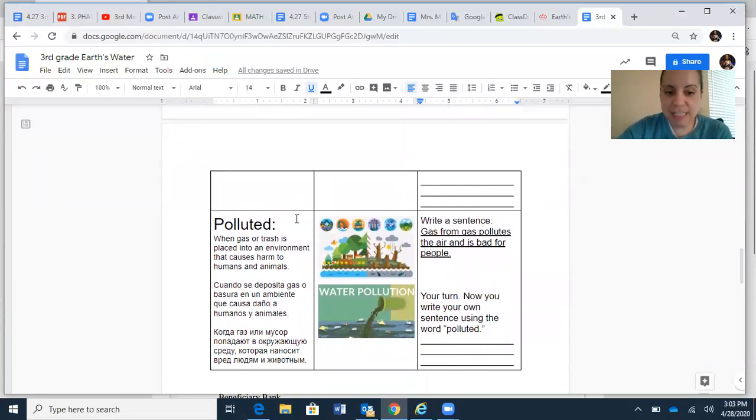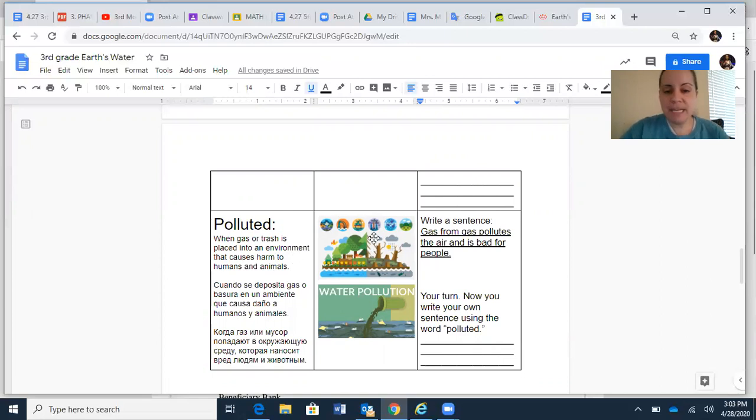All right, here's our last vocabulary word, polluted. Say that with me, polluted. Good job. Also, you may have heard of the word pollution, which is very similar. Polluted means when gas or trash is placed into the environment and it causes harm or something bad to happen to humans, people, us, or animals, or even plants. Here it is in Spanish and in Russian.